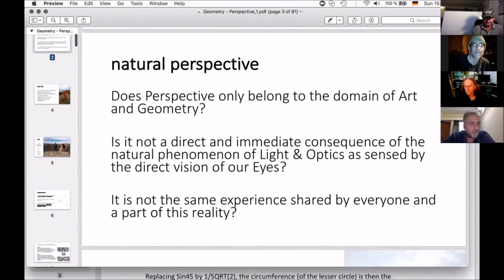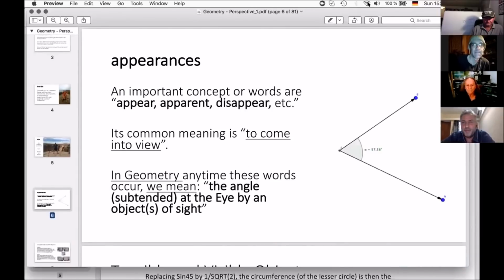Maybe there's just a couple of things in here that I wanted to point out. So, I talked earlier on about this concept of appearances, and that in geometry, anytime we use the word appear, what we really mean is the angle subtended at the eye by an object of sight. And when I say an object of sight, I'm talking about visibles. I'm not talking about tangibles, right?